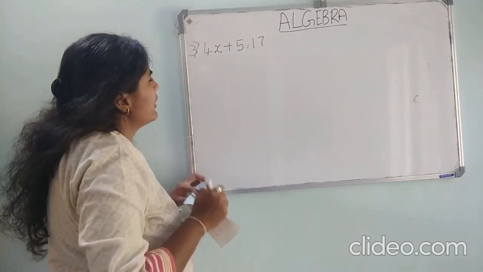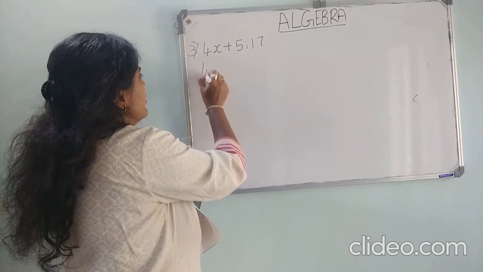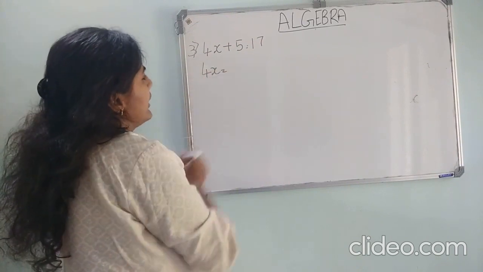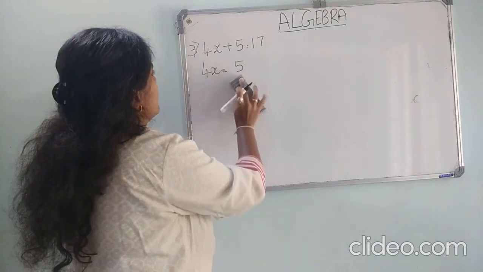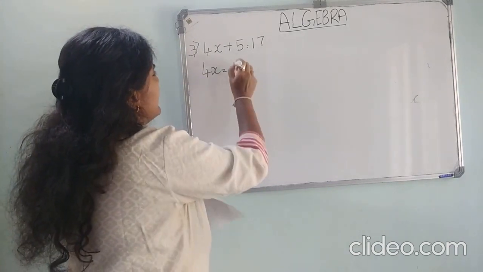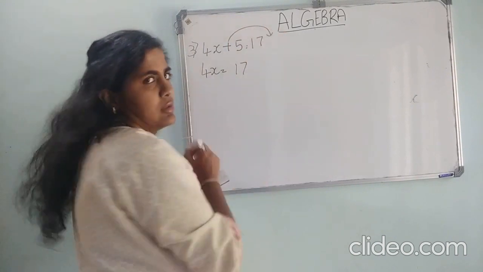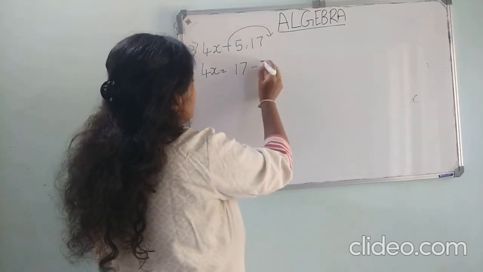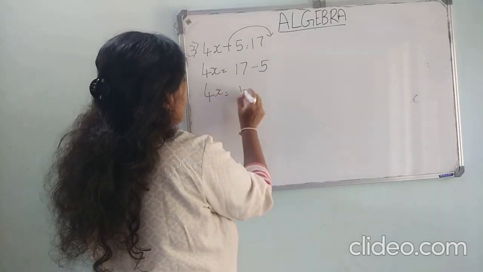Here 4x plus 5 is equal to 17. First 4x I will write as it is. 17 I will write as it is. This plus 5 I will bring over here. This plus becomes minus, so minus 5. So 4x is equal to 12.